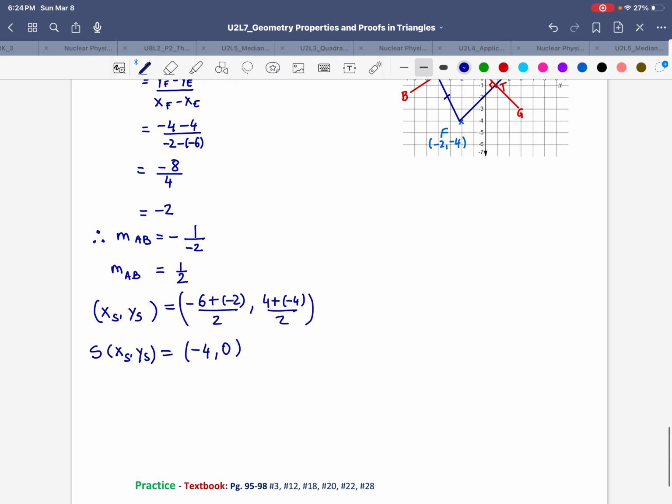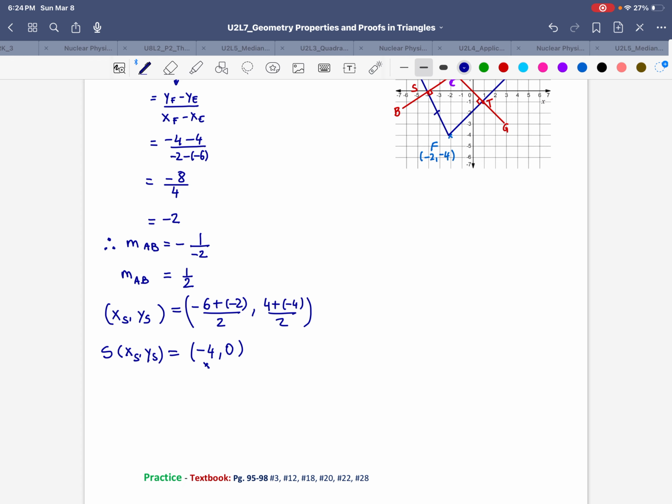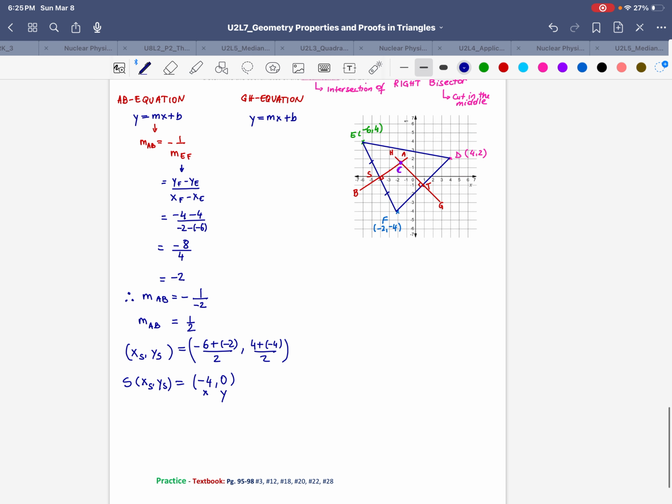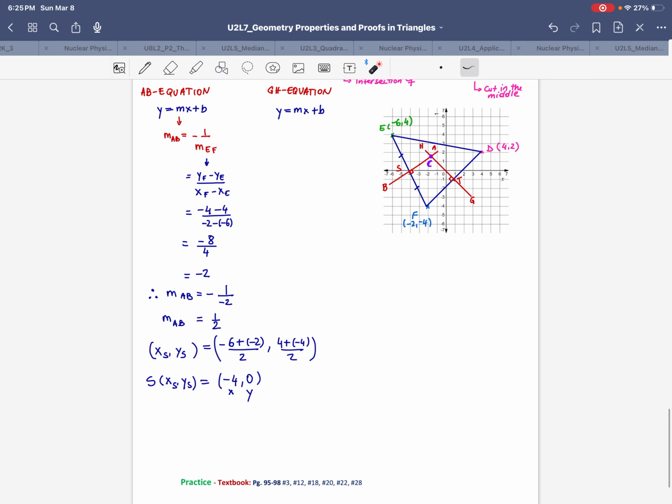So point S will have the coordinates negative 4 and 0. Now that we have the coordinates of point S, we can use the equation y equals mx plus b and substitute all the values that we know. The value of y will be 0, so we write 0 for it. The value of the slope is 1/2, so we write 1/2.